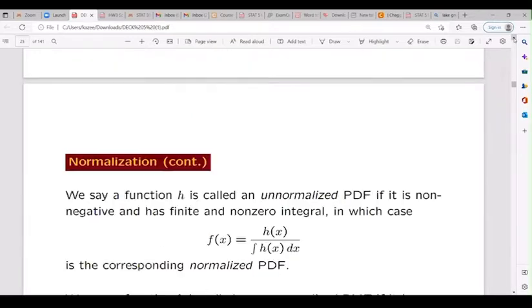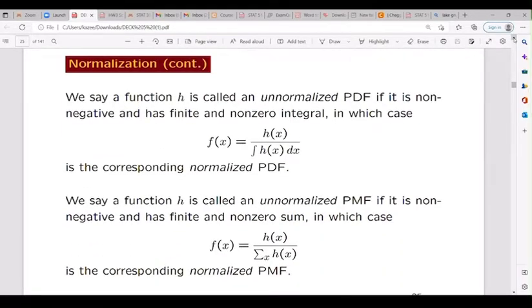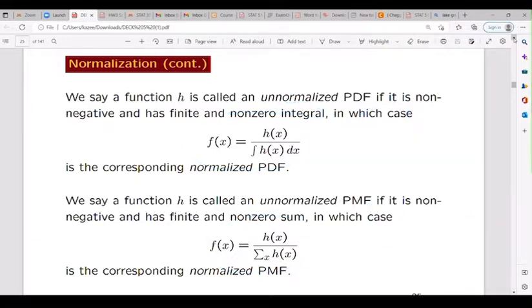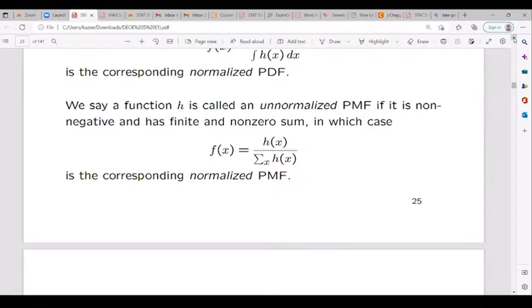If your f of x is that, this is for continuous, and this is for discrete, where the denominator is the sum. So we say a function h is called an unnormalized PDF if it is non-negative and has a finite and non-zero integral, in which case you have that. And of course, it is an unnormalized PMF if it is non-negative and has a finite and non-zero sum, in which case it is that. So take a look at that. I've given you both discrete and continuous.